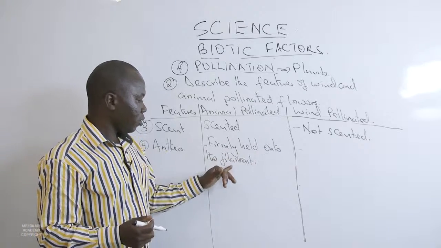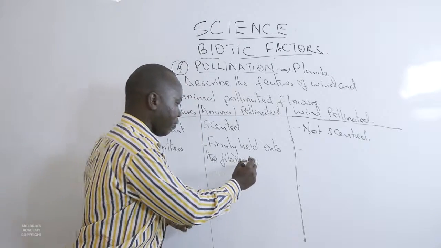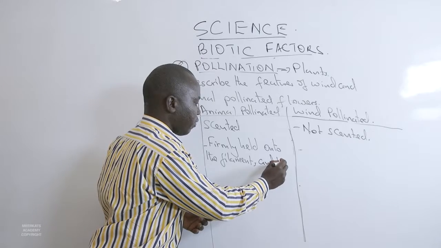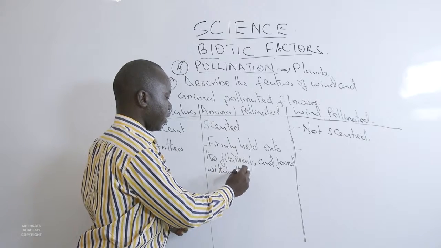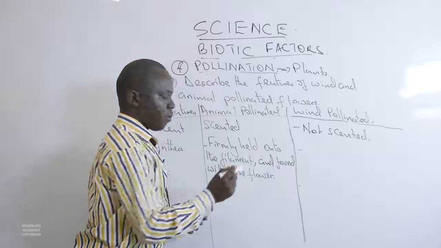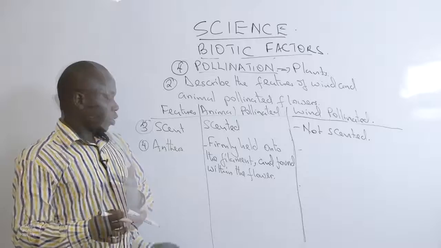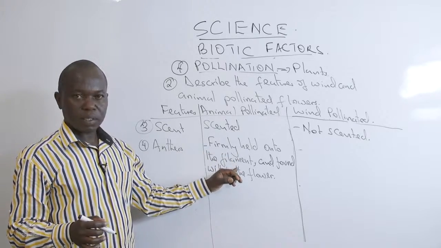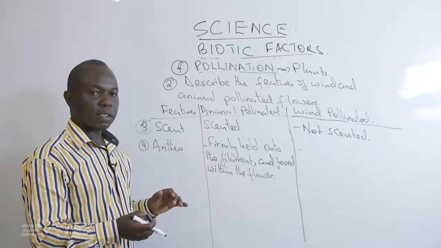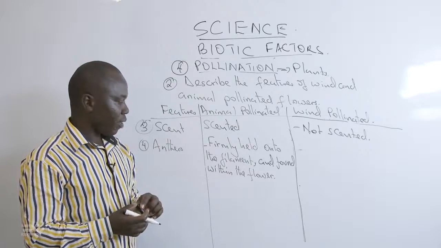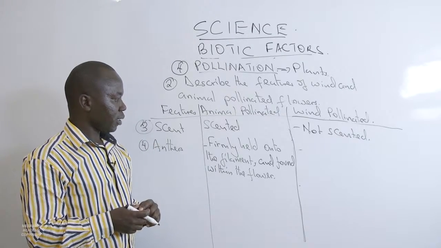So they are firmly held onto the filament and found within the flower, for purpose of increasing the contact between the insect, for instance, and the anthers. So for anthers, we are saying they are firmly held onto the filament. They are found within the flower so that it can increase the contact between the insect and the flower or the anthers to increase the ability to pick pollen grains.